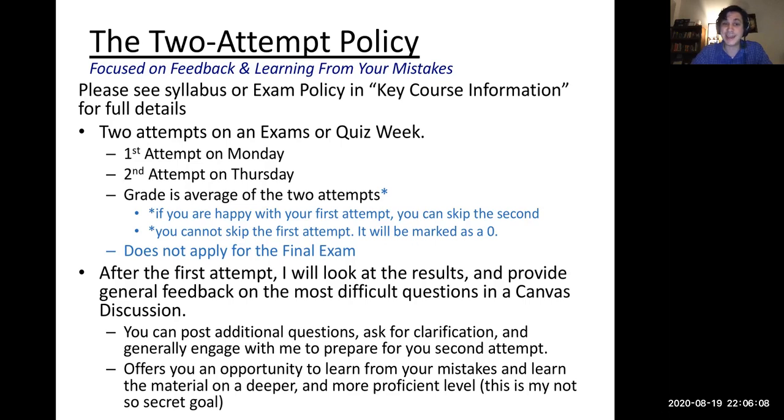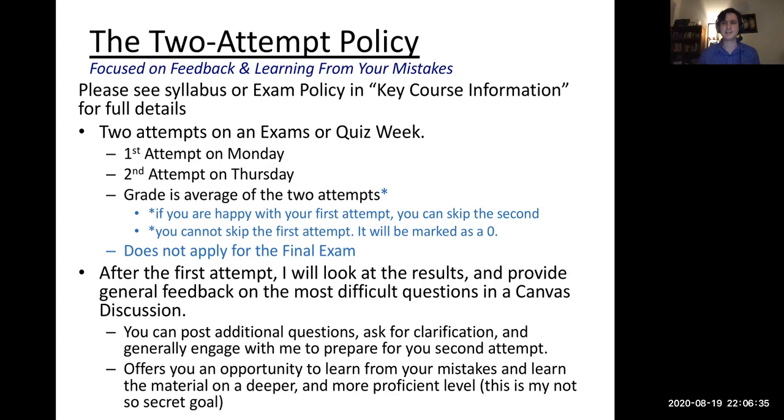And then you get a second attempt on Thursday to retake it. And your grade will be the average of the 2 attempts. That means I did it that way, 1, because you should learn from your mistakes. And 2, I want you to actually have an attempt on your first one. You can't just use the Monday attempt to farm data and information. If you skip that first attempt, it's marked as a 0. So you have to take the first attempt.